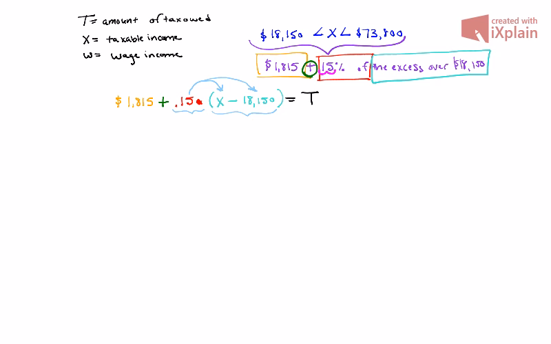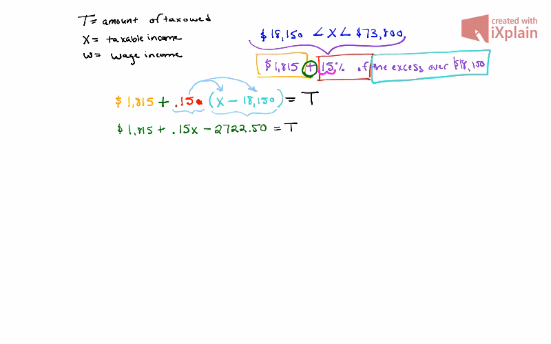So what we have here as a result will be $1,815 plus 15 hundredths times X minus 15 hundredths times 18,150, which ends up becoming $2,722.50. This is equal, again, to our taxable income. I basically have just used the distribution property.